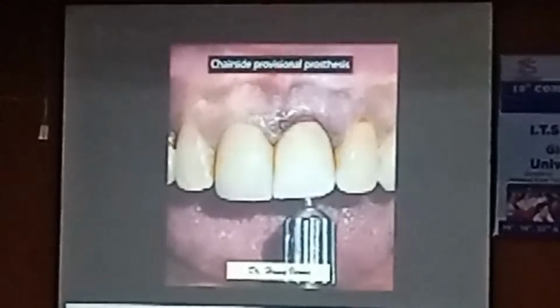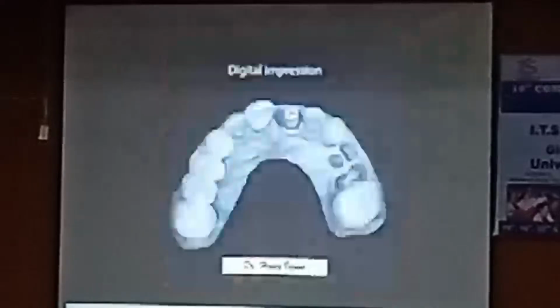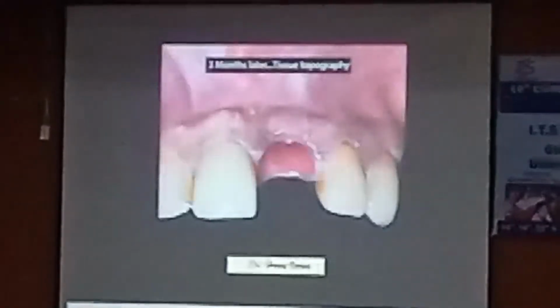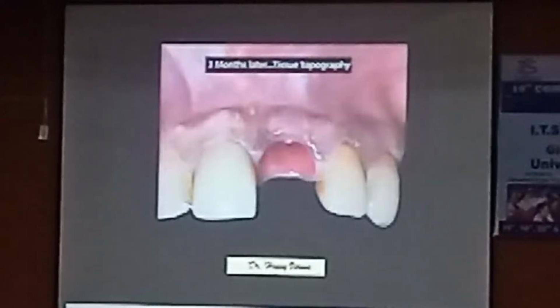Patient came after 3 months. I told you that I have left a hole behind. This is a hex driver which goes behind the provisional. We take it out and I put a scan body in the patient's mouth and take a scan. This is the printed cast, which is called a digital impression. Look at the tissue topography after 3 months. Right? Can you see the soft tissue?